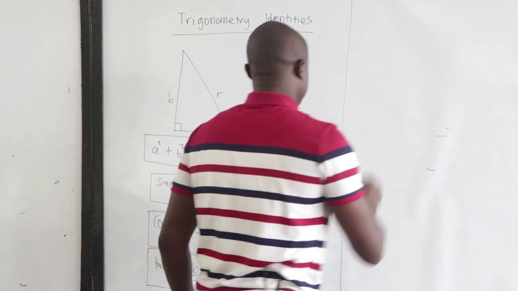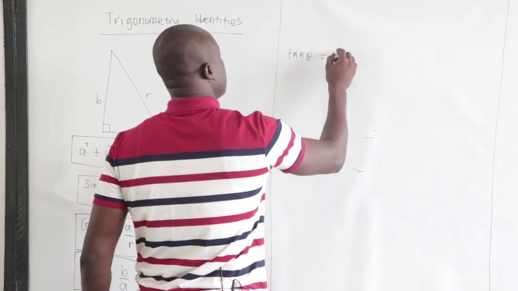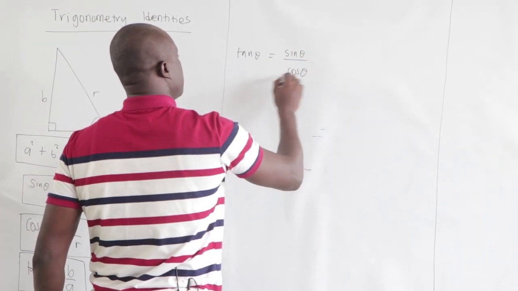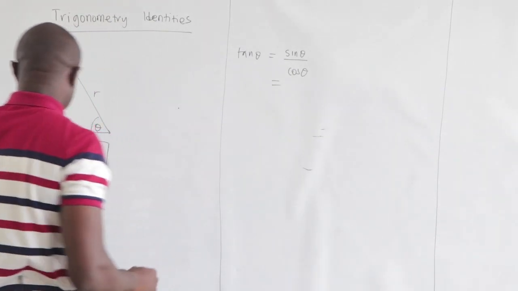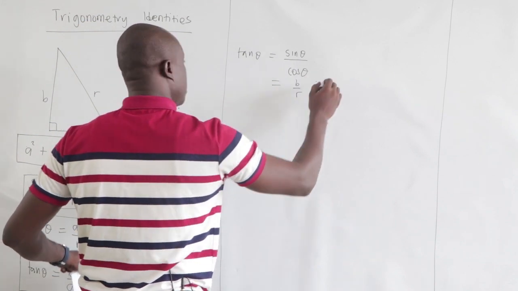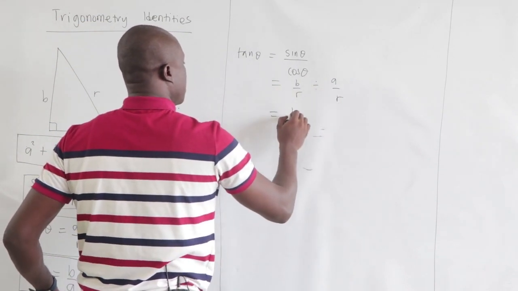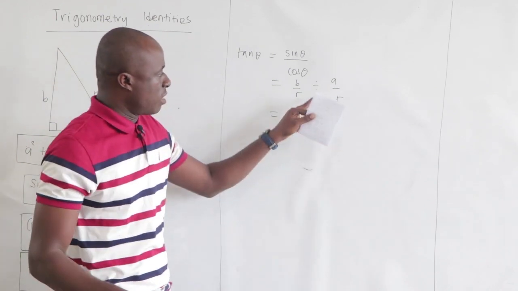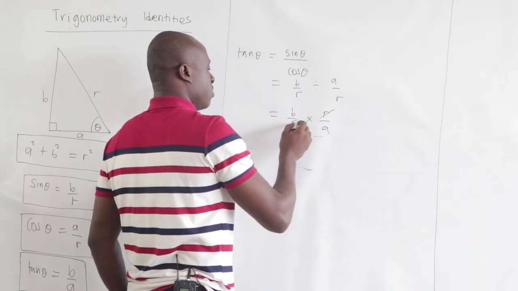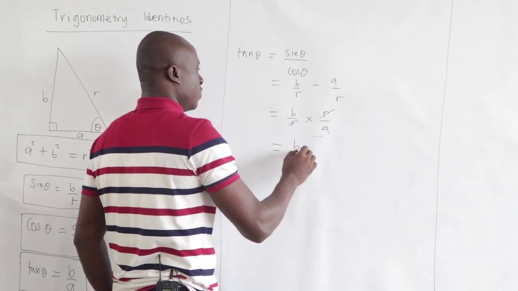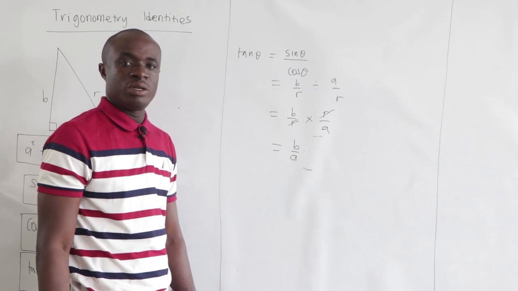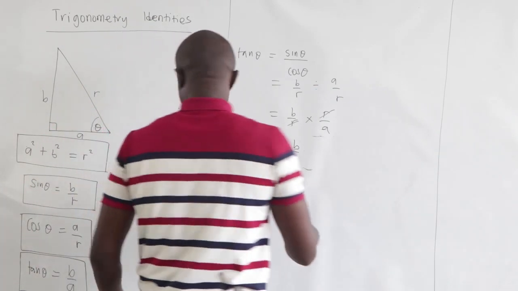Now, tan theta is the same as sine theta all over cos theta. Now, what is sine theta? We had sine theta to be B over R divided by cos theta, which is A over R. Clearly, we know that the second term would do what? Reciprocate. So you have R over A. Now this R will cancel that R, so you have B over A. Clearly, we know that the tan theta, which is B over A, we also have it over here, which is also B over A.